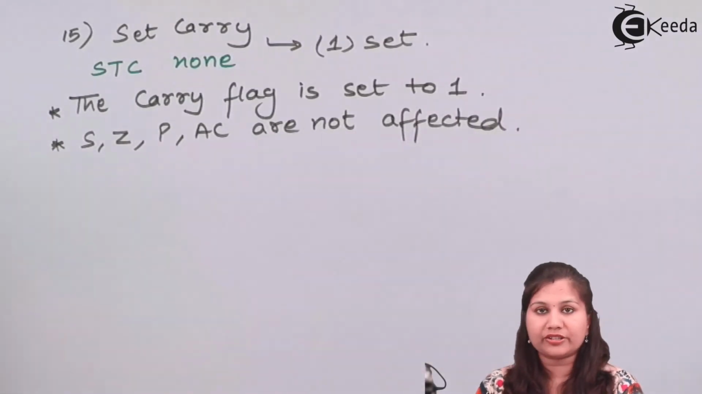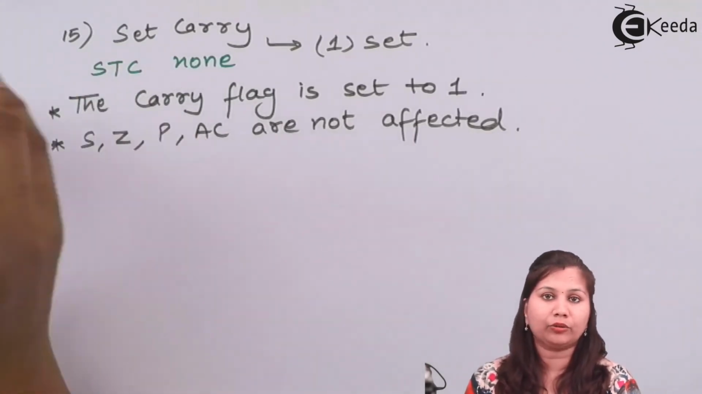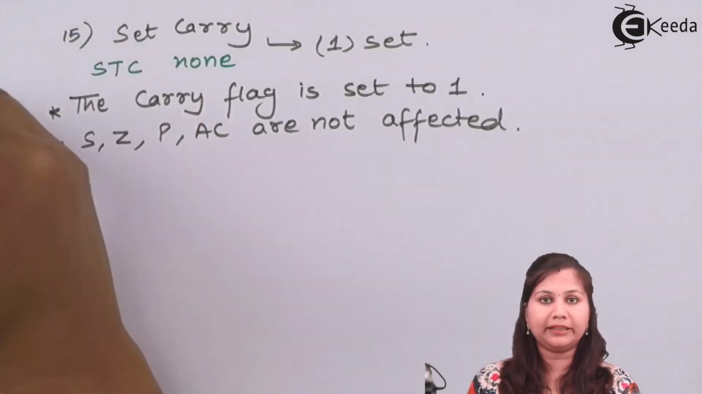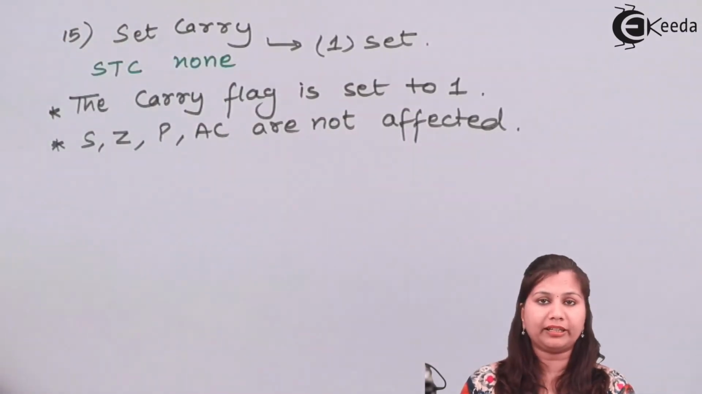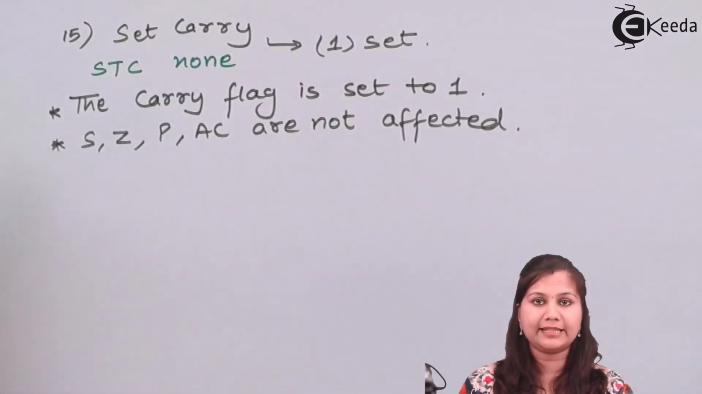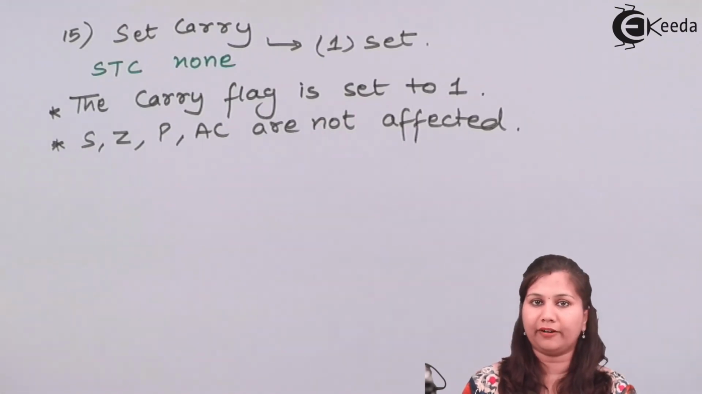So the instructions we have studied, like rotate instructions, complement and set carry instructions, do not affect the flags like sign, zero, parity and auxiliary carry. Only the carry flag which is associated with these instructions is affected.